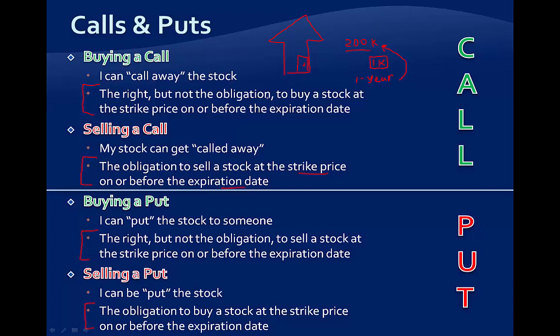You're not obligated to buy it. You can walk away from this deal. But if you choose to, you have to pay the strike price amount. That's the agreed upon price at which the transaction will go through, and you have until a certain date in order to do that. So all of these options, calls and puts, they always have a strike price. That's where the deal would be done.